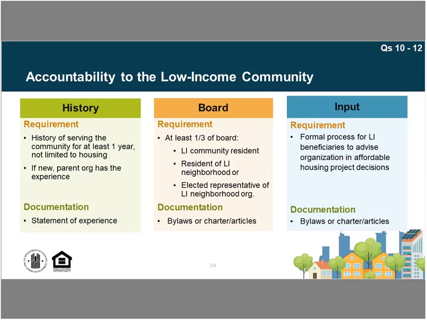Some CHDOs have established by a formal board resolution a process or a community meeting structure or a committee structure or some other kind of process through which low-income people in the community have input into what the CHDO chooses to do. All three of those things have to be in place to meet this requirement.